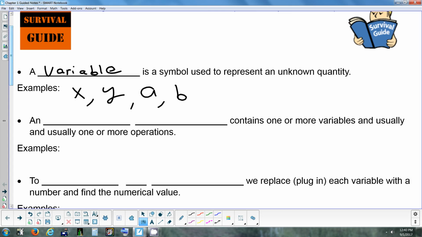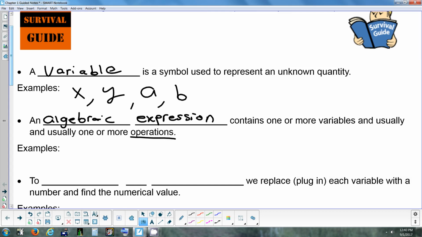All right, so the next one, 2 words. A blank blank contains one or more variables and usually one or more operations. That one's a little tricky. I'm going to give you the second word. It's a type of expression, and it has to do with the course we're in right now. So what course are you in? Algebra. So it's an algebraic expression. An algebraic expression has one or more variables and usually one or more operations.